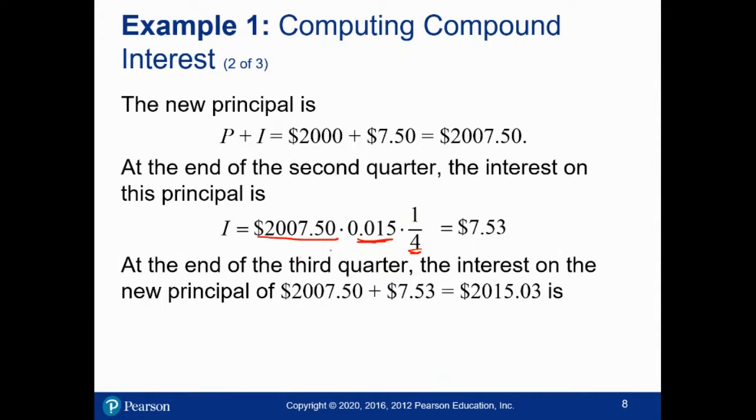So at the end of the second quarter, sorry, the total amount in the bank is going to be 2015. Then I let that sit for one more quarter and I earn this much interest. Again, it's the same interest rate for the same time period, but the amount that I'm earning interest on has grown slightly. So I earn this much.